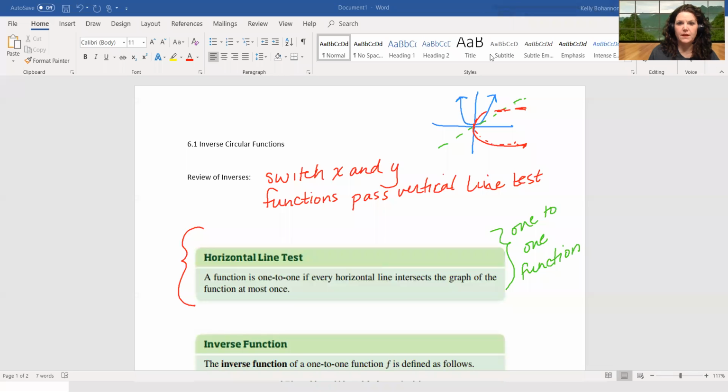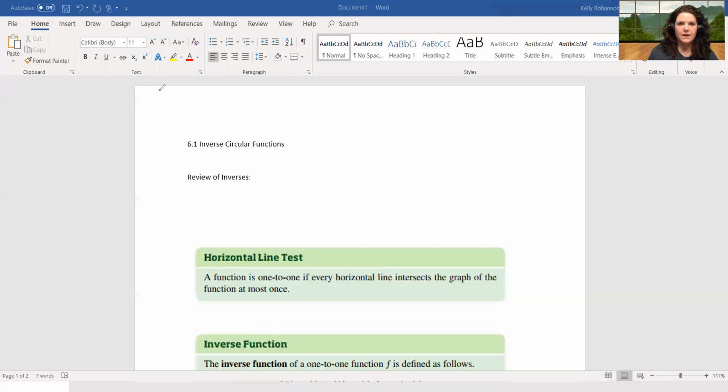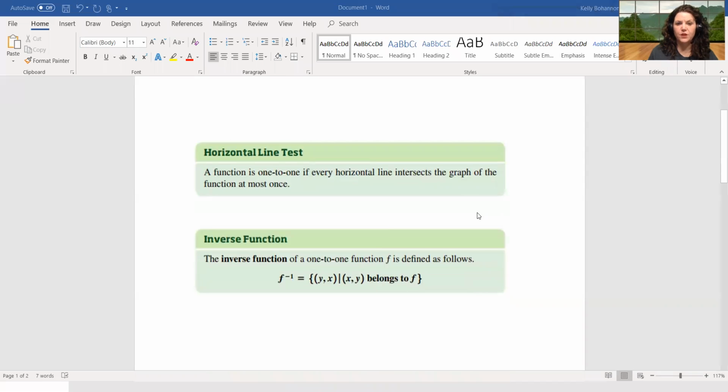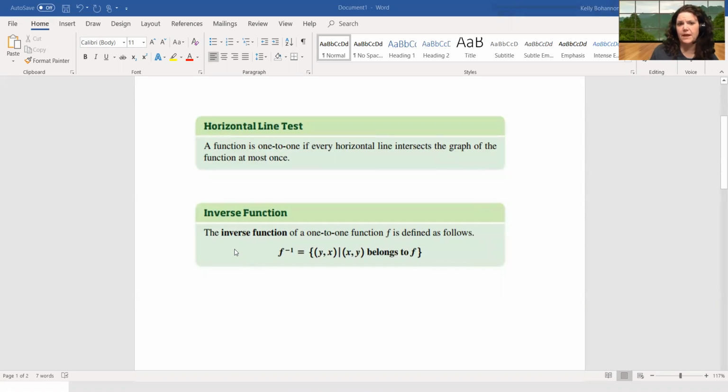Let me clear all my stuff off here. And the inverse function is defined like this. So a couple of things. The notation for an inverse is f to the -1. Do not confuse that with a negative exponent. It is not. That -1 is purely notation. You don't do anything with it. It's not mathematical. This is notation, and that means this is the inverse.